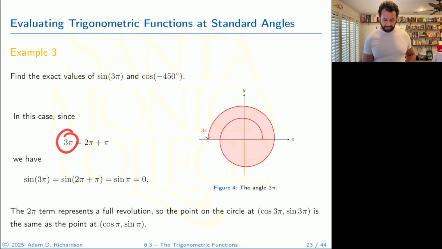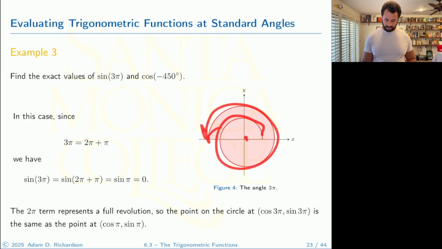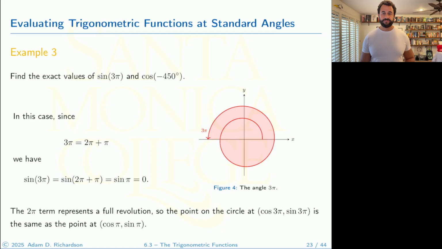Okay, so 3 pi is equal to 2 pi plus pi. So what that means is that sine of 3 pi is going to be equal to sine of 2 pi plus pi, but this full rotation is not going to matter at all. So you can basically ignore it and just evaluate sine of pi. Vertical displacement there is 0, so sine of pi is 0, and that's it. So you can mod out by multiples of 2 pi. The 2 pi term represents a full revolution. Geometrically, the point on the circle is going to be the same as for the angle pi.